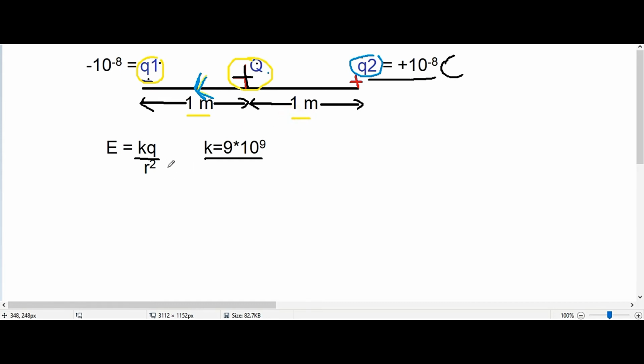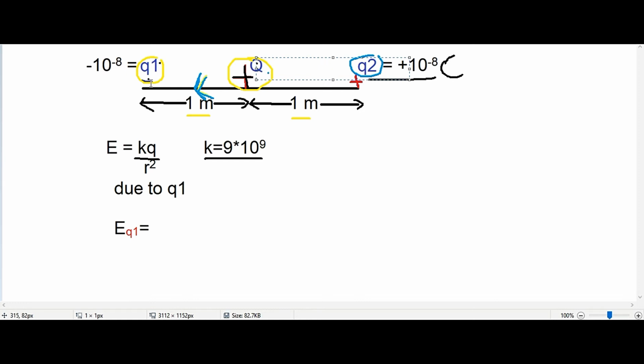Now we will apply it one by one. First of all, we write here EQ1, where Q is your source and 1 is due to the first charge, meaning the electric field on Q due to the first charge. So that is k, and this is the value of q, that is 10 to the minus 8. We are not taking this sign because it is for representing the direction, which we will talk about later on. And r square, r is the distance here, and r is how much? 1 meter. So I am putting the value of 1, and we can write 1 square also.